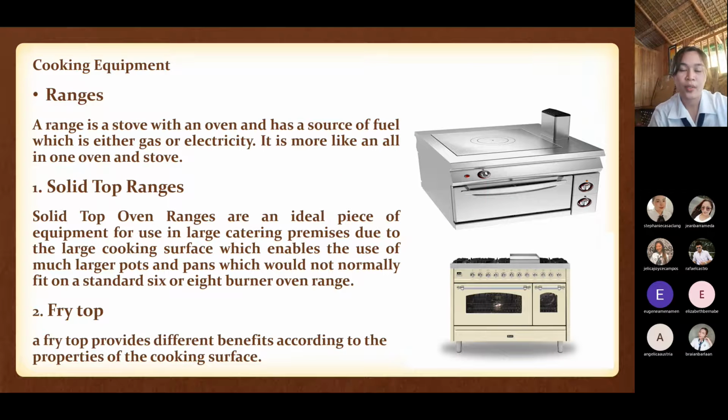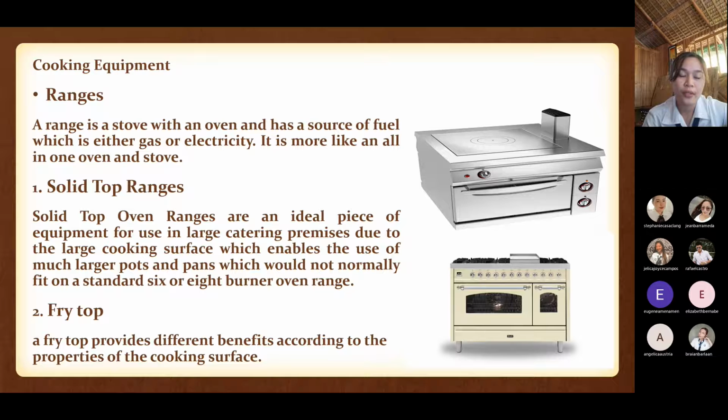Cooking equipment: we have ranges. A range is a stove with an oven and has a source of fuel, which is either gas or electricity. It is more like an all-in-one oven and stove. There are four types of cooking ranges. The first one is the solid top ranges.